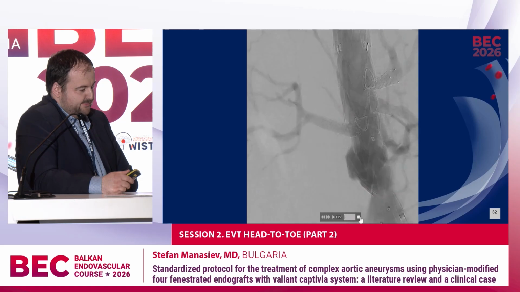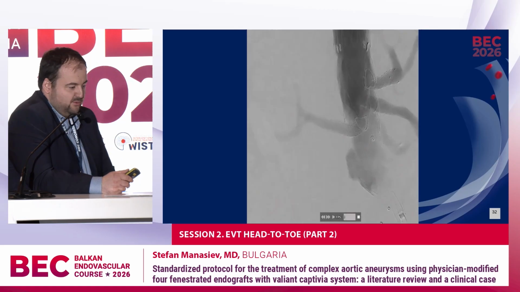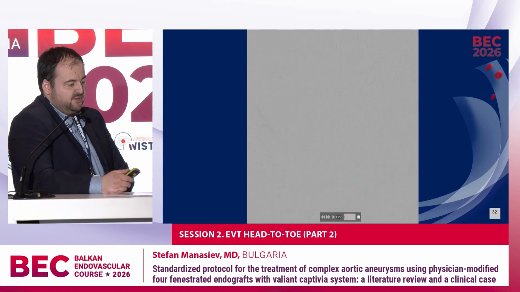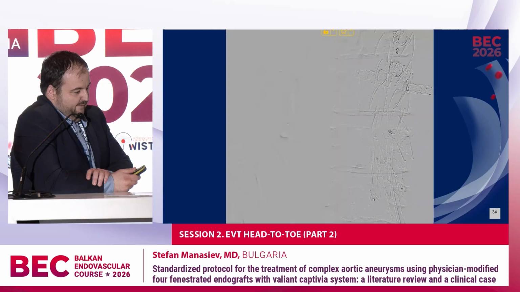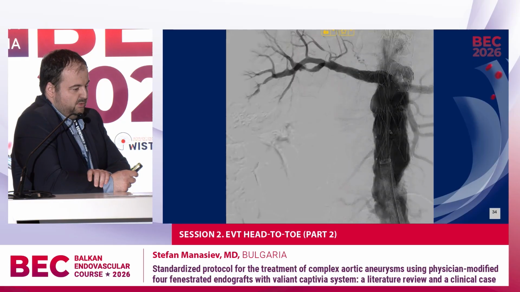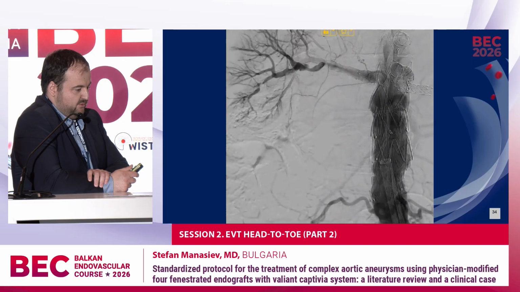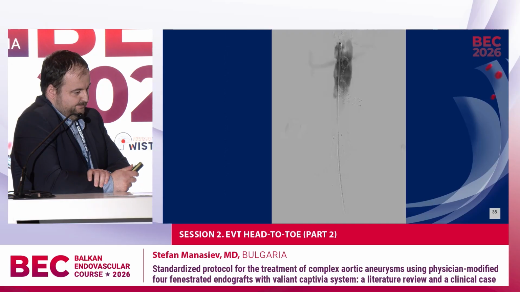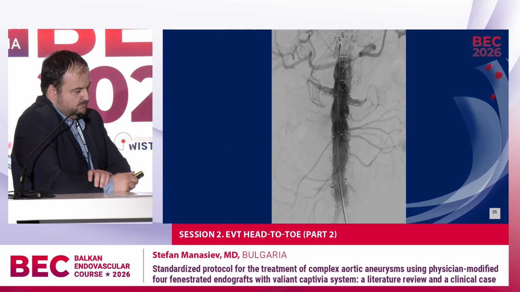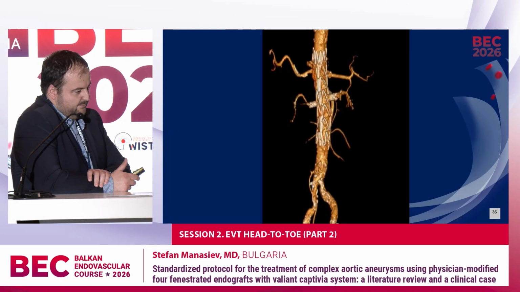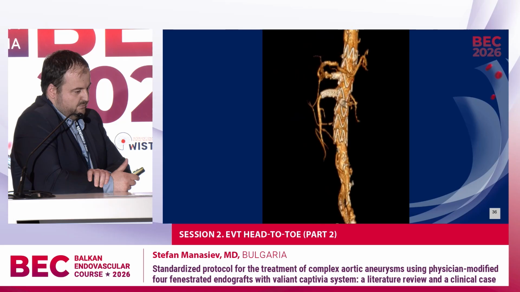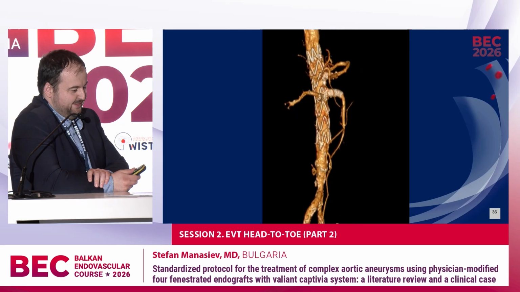From the right renal artery, there was a gap between the stent, the bridging stent, and the fenestration. We cannulated the stent and made a PTA, a balloon dilatation. This is the final result. This is after 1 month.